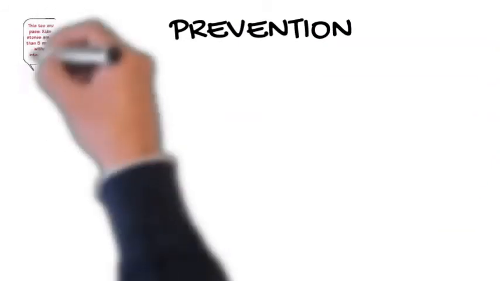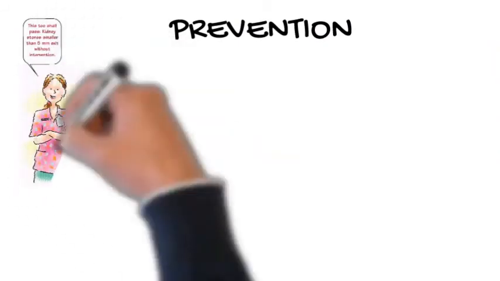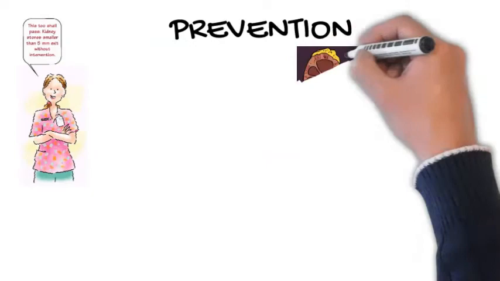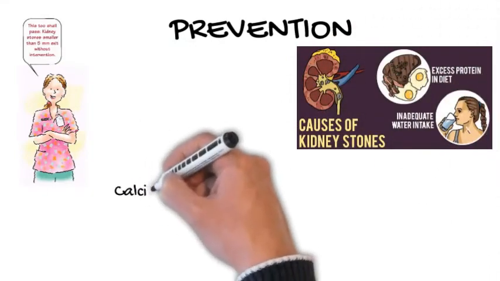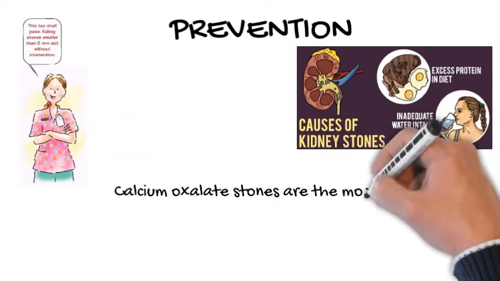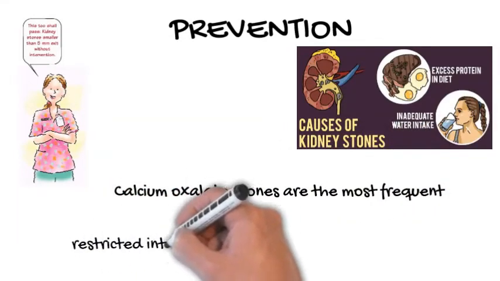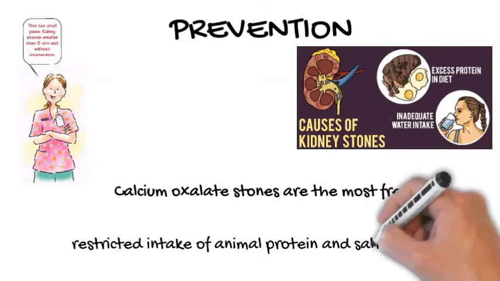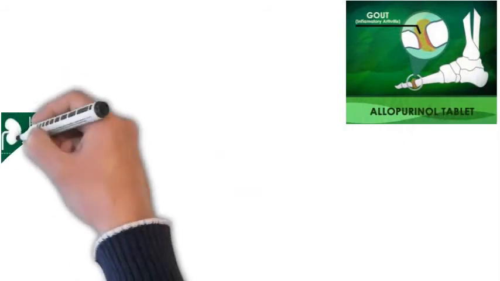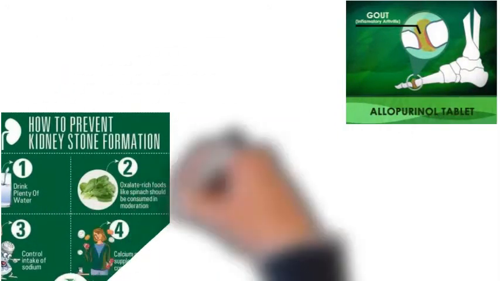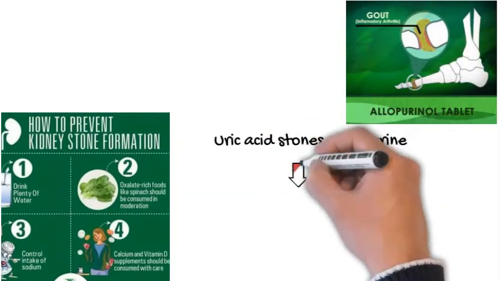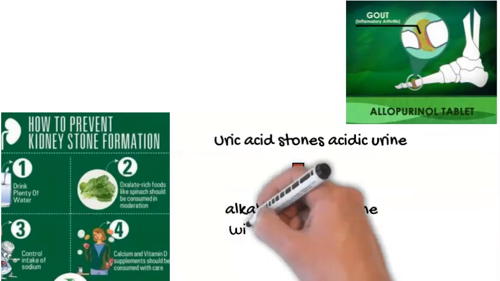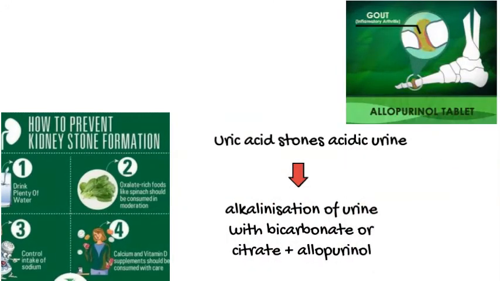Preventing future stones. Calcium oxalate stones are the most frequent stones, and are usually idiopathic and associated with hypercalciuria, hyperuricosuria, and hypocitraturia. Recommended preventive measures that one may consider include restricted intake of animal protein and salt. Uric acid stones are usually associated with acidic urine, and in conjunction with massively increased urinary uric acid secretion. Hence alkalinization of urine with bicarbonate or citrate, in combination with allopurinol, may be considered.